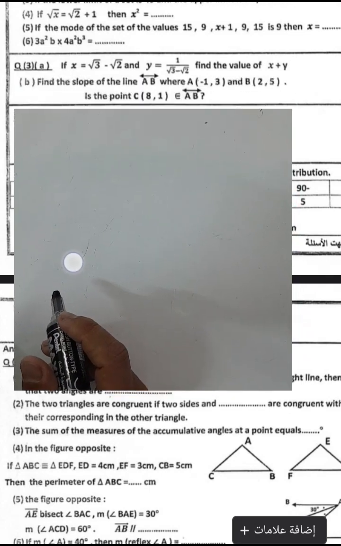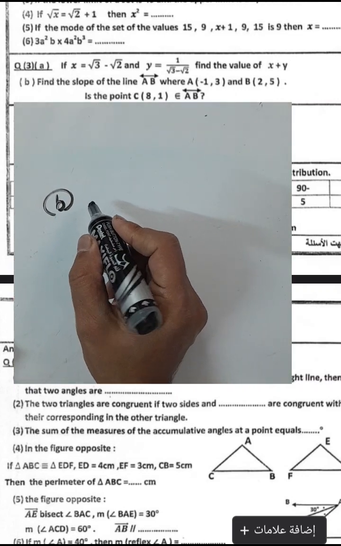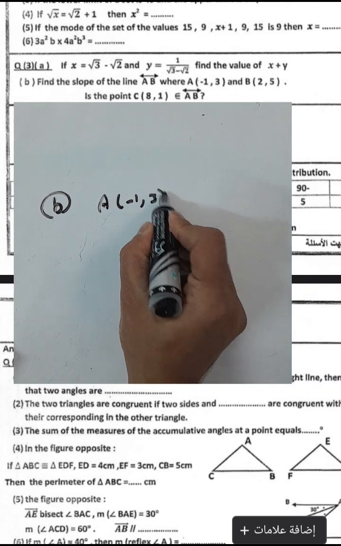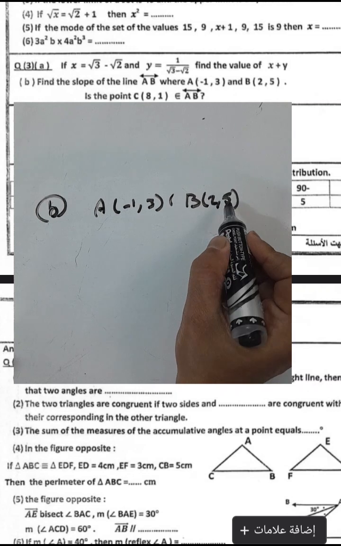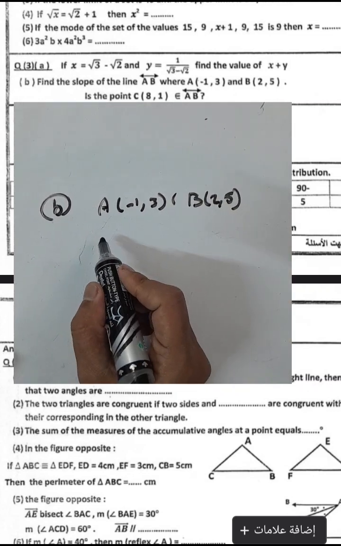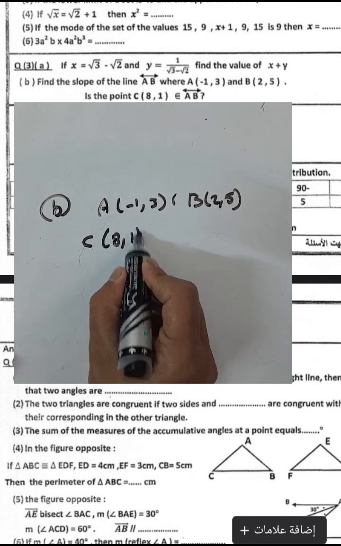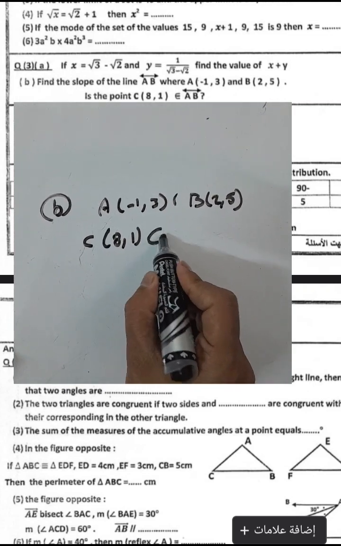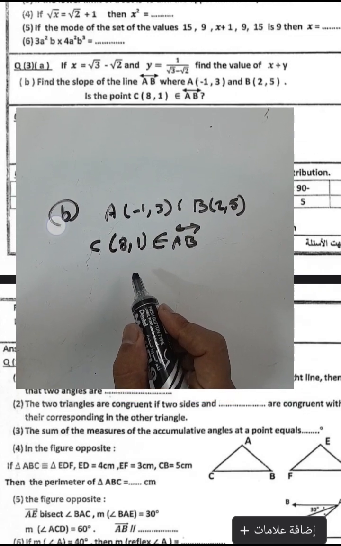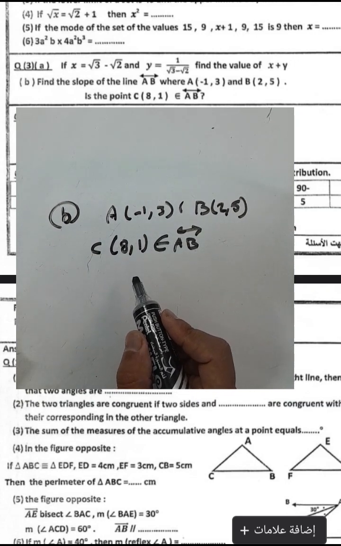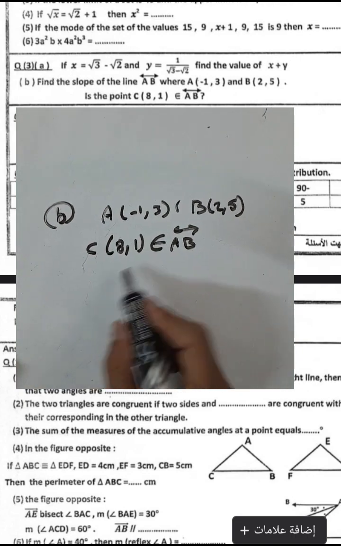Next question, letter B. Find the slope of the straight line AB, where A equals the point 1 and 3, and B equal 2 and 5. Is the point C, 8 and 1, lying on the straight line AB? You want to find the slope of AB, given A and B. The next question, is this point lying or not?